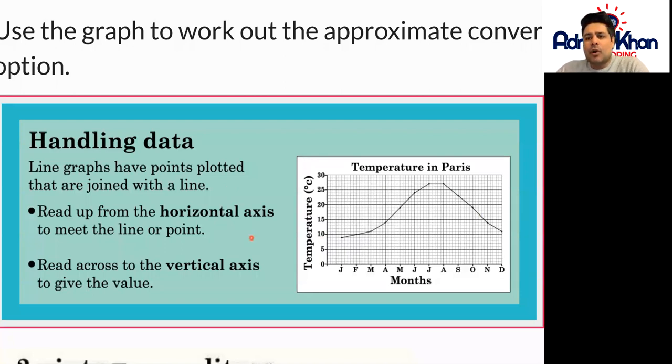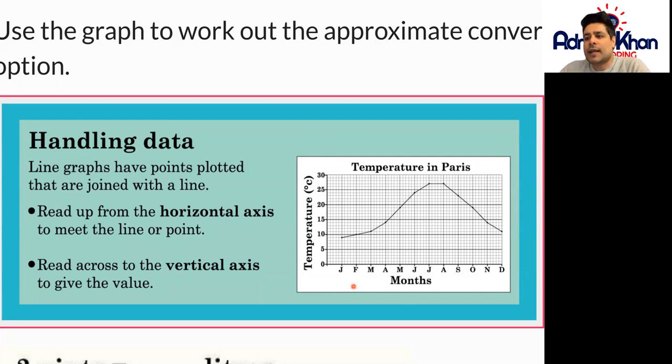Read up from the horizontal axis to meet the line or the points. Read across to the vertical axis to give the value. So here we've got the vertical axis. The vertical axis means it's going from top to bottom, and the horizontal axis is left to right.